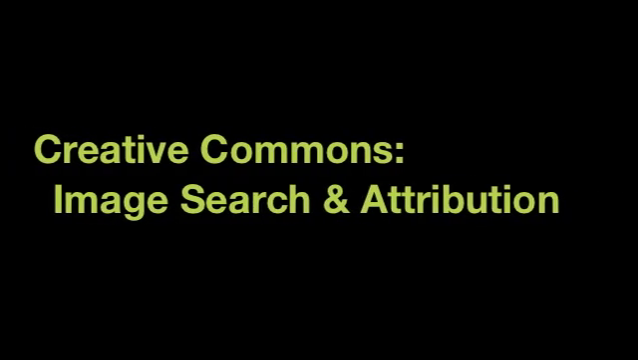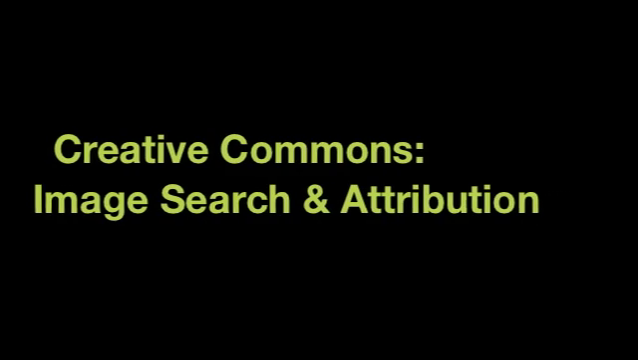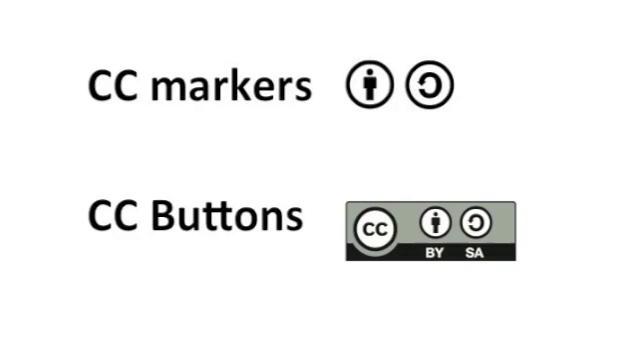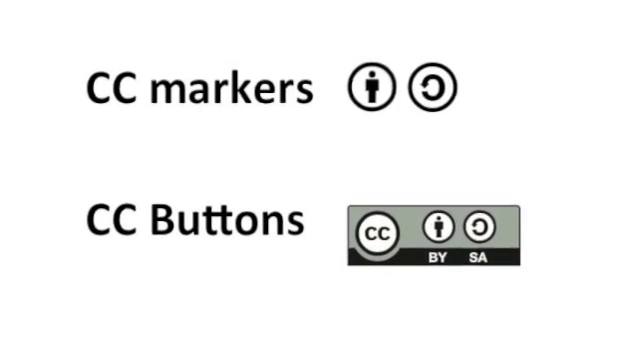Welcome to Creative Commons Image Search and Attribution. This lesson is for the digital offender in all of us. First, we'll review the meaning of copyright. Next, we'll explore Creative Commons. We'll look at the 6 different licenses with their markers and buttons. Finally, we'll do an image search. We'll walk through the process of providing attribution.